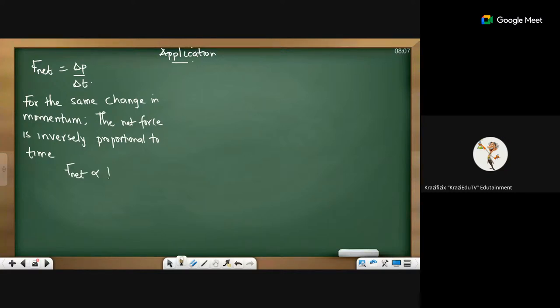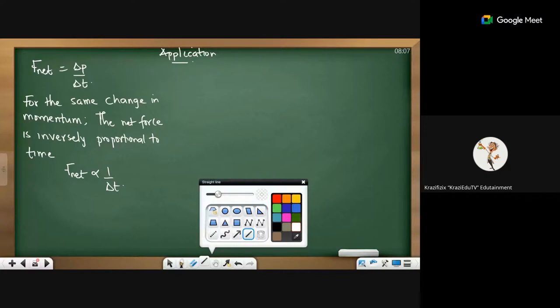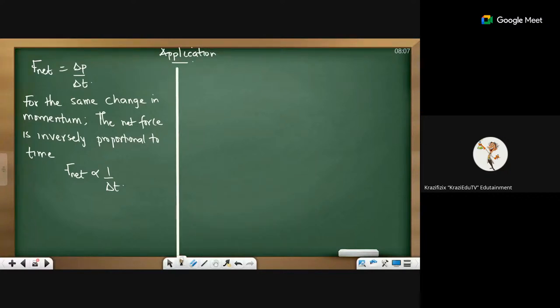Somebody is saying, oh my God, I'm lost. Please, before you raise your hand or give me a thumbs down, let me explain. The longer the time of contact, the smaller the force of impact.